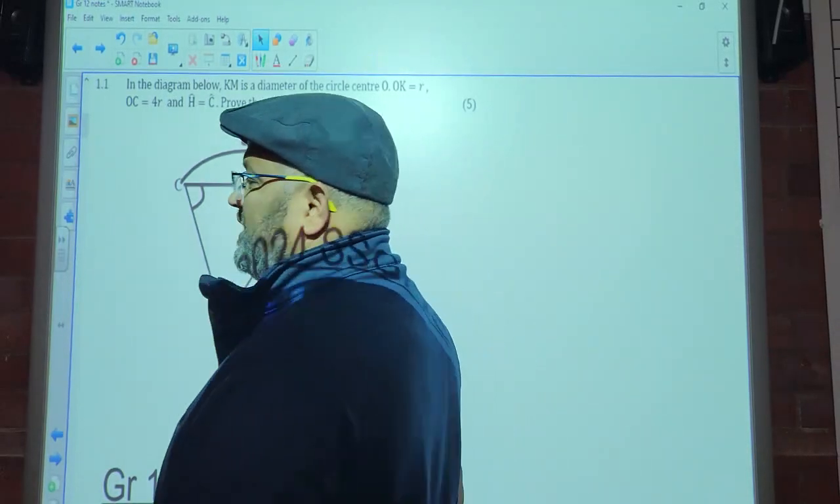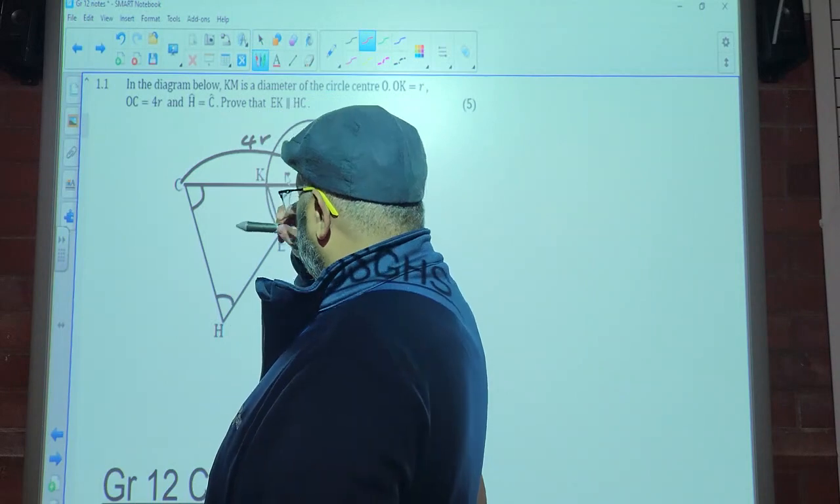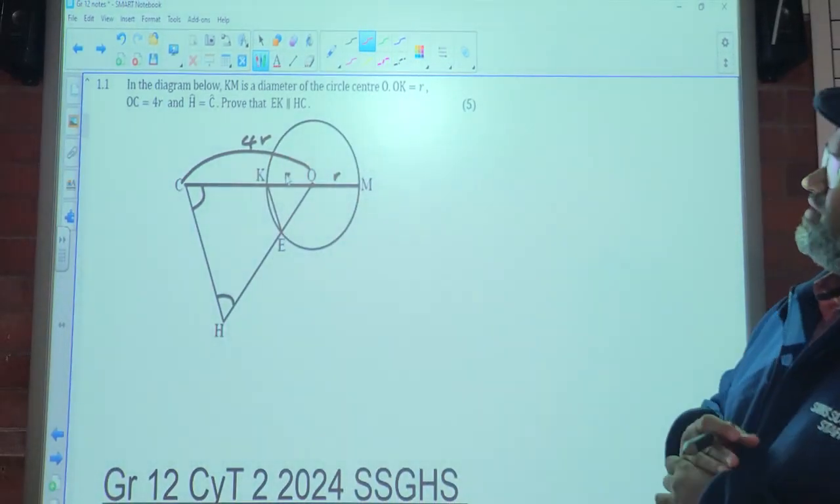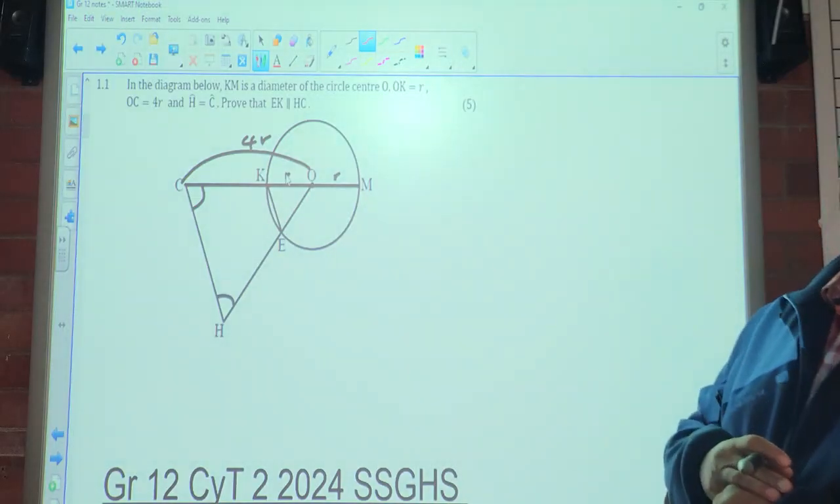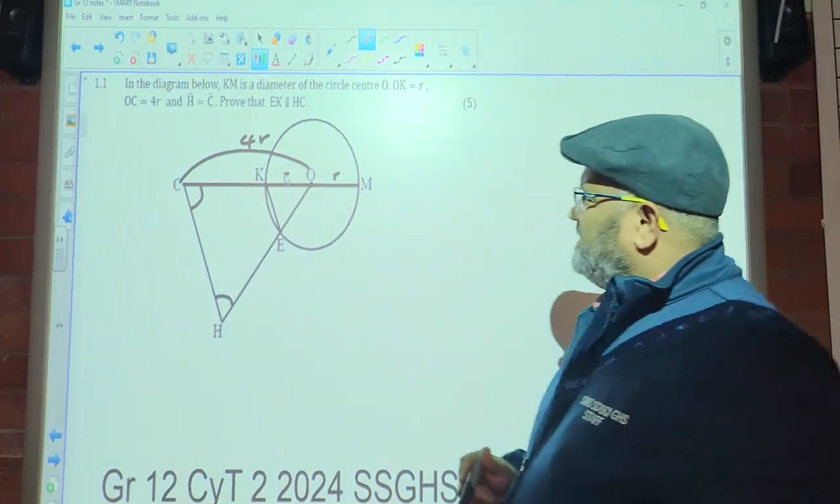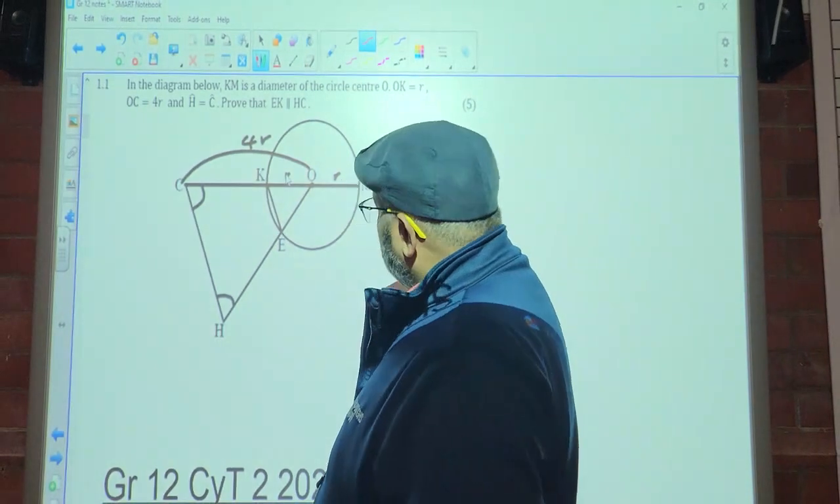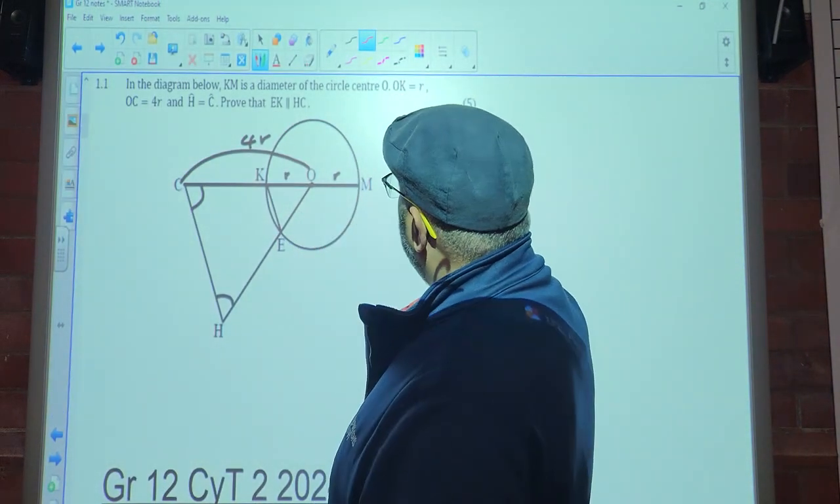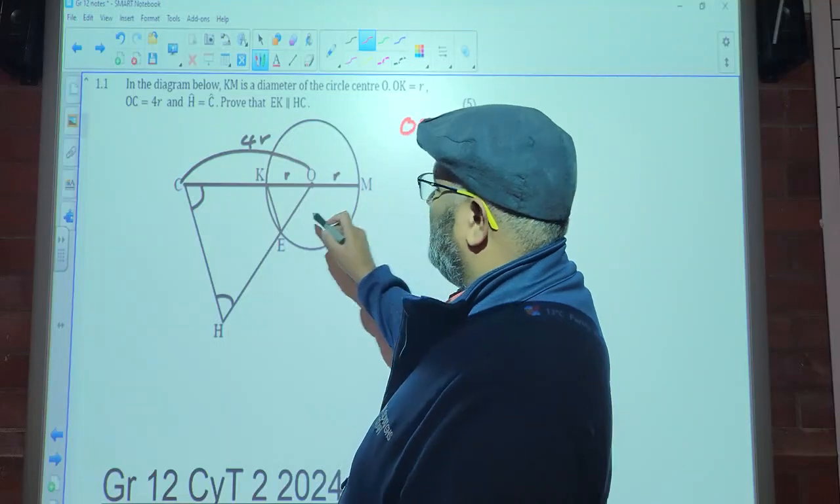Okay, so how do we prove that? We prove that by using the converse of the proportionality theorem. Alright, so what we know is that firstly OE is equal to R.